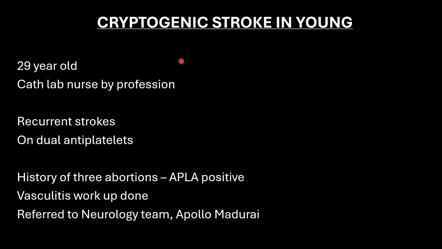Good morning, everyone. I'd like to discuss a cryptogenic stroke in a young patient whom we managed at Apollo Madurai. This was a 29-year-old lady who was a cath lab nurse by profession. She had recurrent strokes despite being on dual antiplatelets. She had a history of 3 abortions. She was APLA positive and vasculitis workup was done.